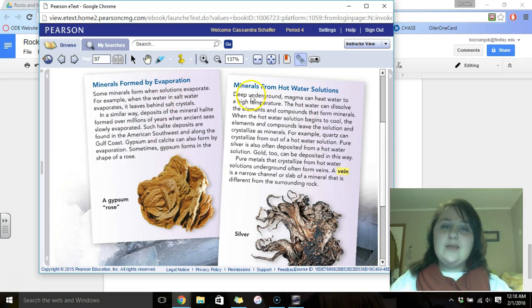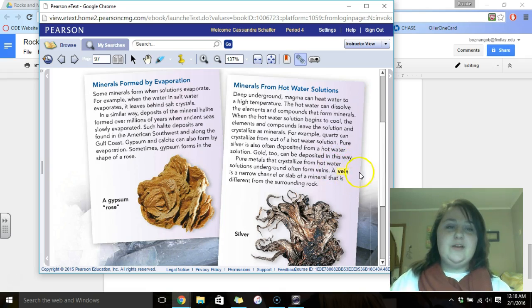The other way is minerals from hot water solutions. This is when the hot water can dissolve the elements and compounds that form minerals. When the hot water solution begins to cool, the elements and compounds leave the solution and crystallize as minerals. For example, quartz can crystallize from a hot water solution.